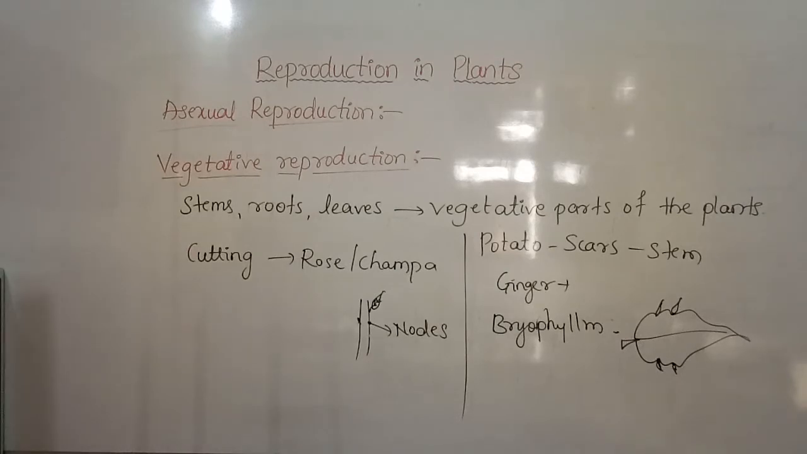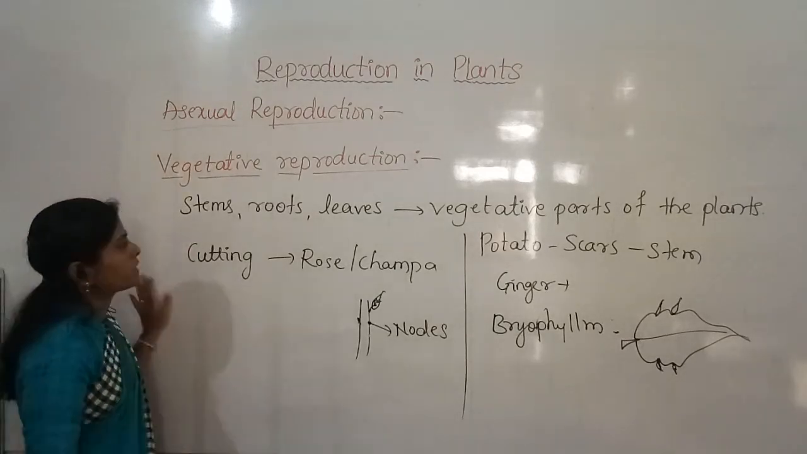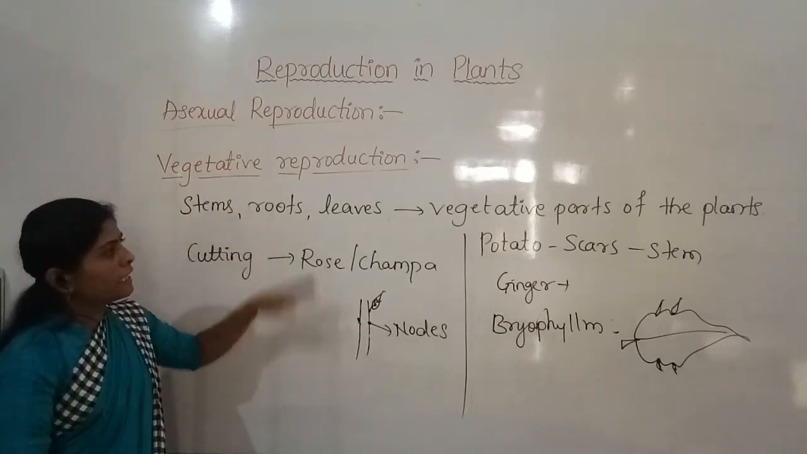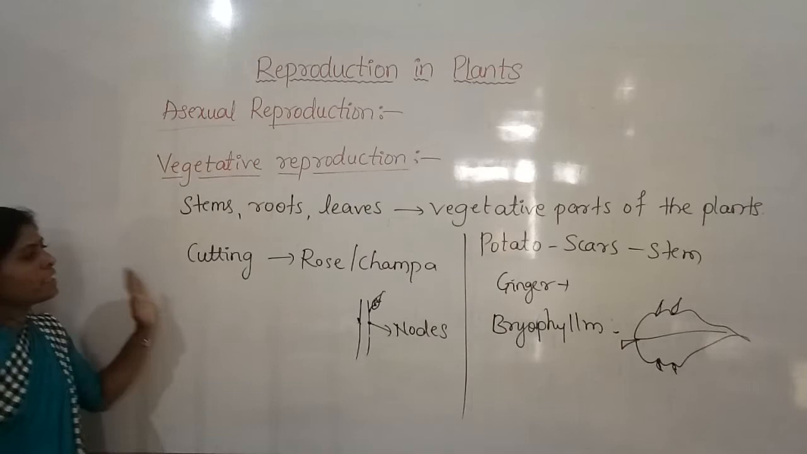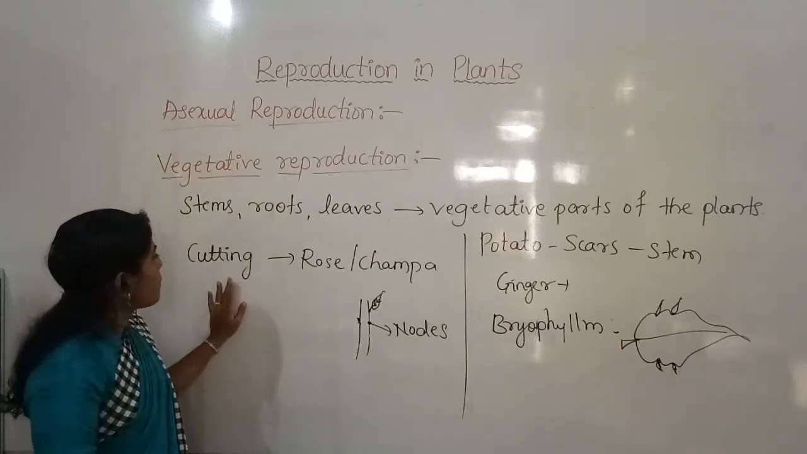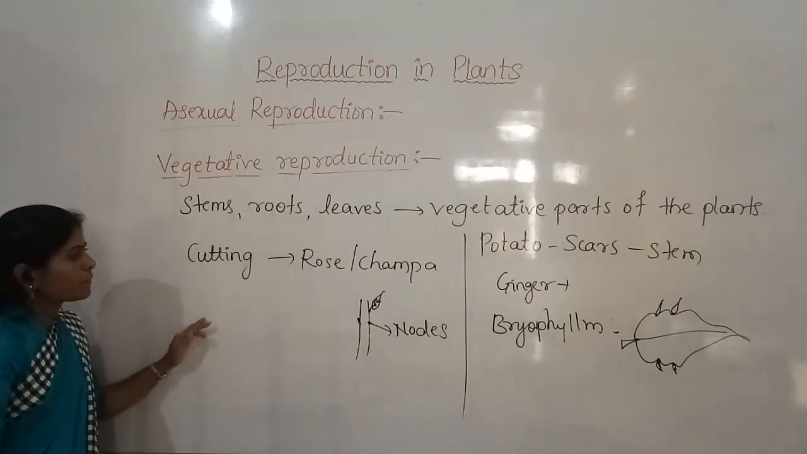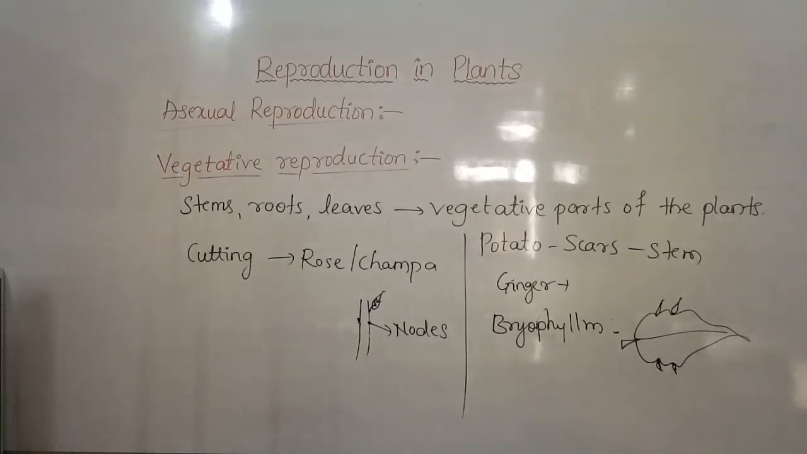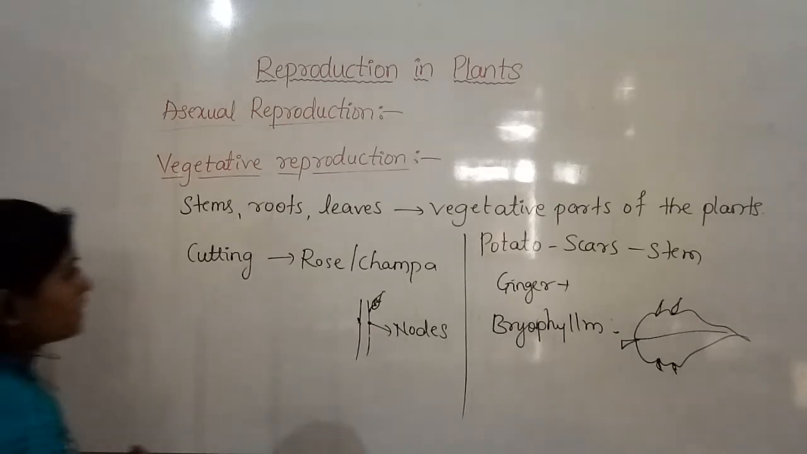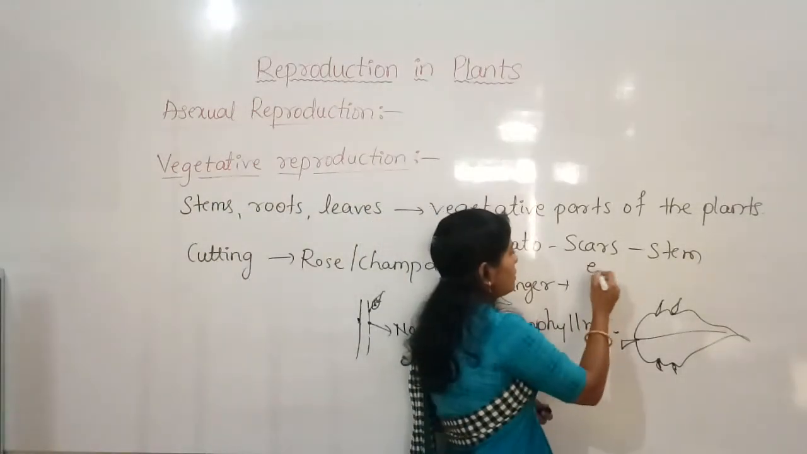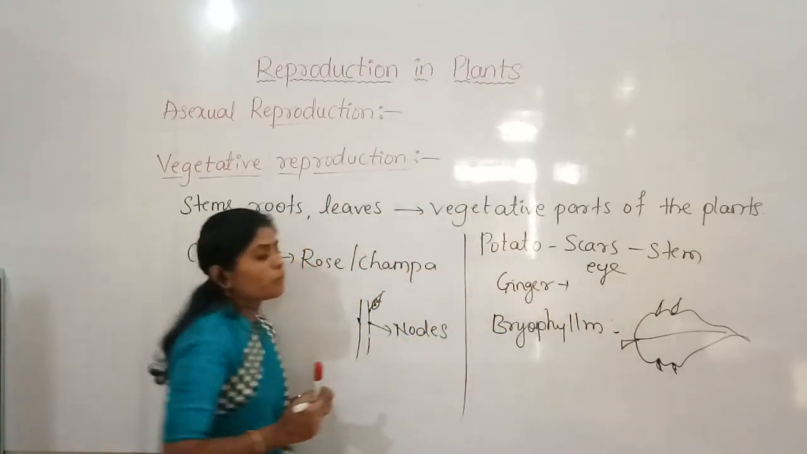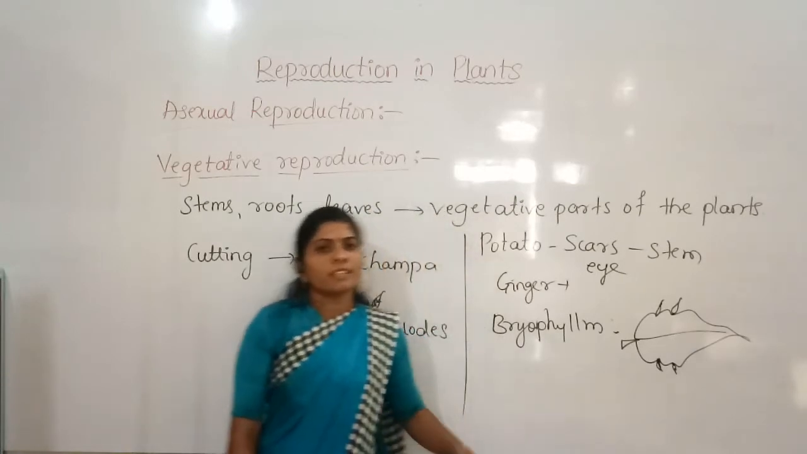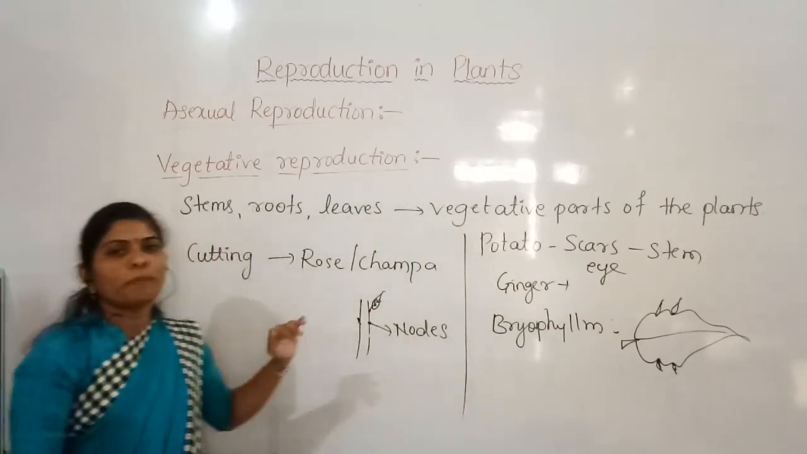So now we have discussed all this vegetative reproduction. Here the stems, roots, and leaves are all vegetative parts of the plant, by which we get new plants. In roses we use cuttings, and the potato is a stem, so the scars there are what we call the eyes. Ginger also produces new plants, and so does bryophyllum. These are all produced by the vegetative parts of the plant.